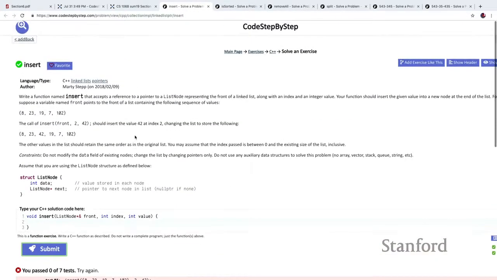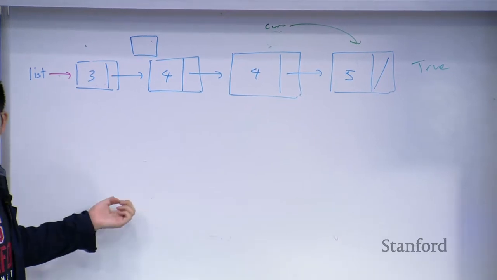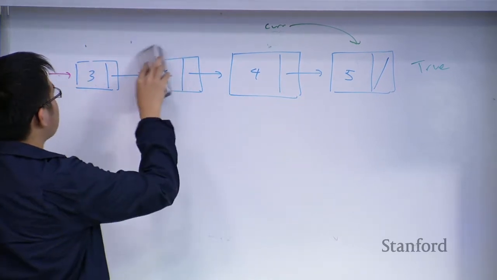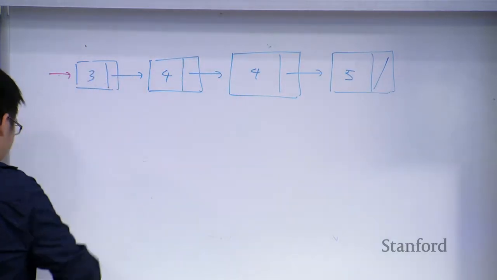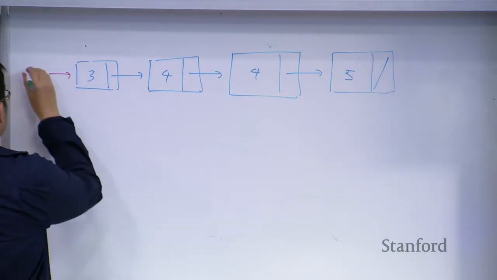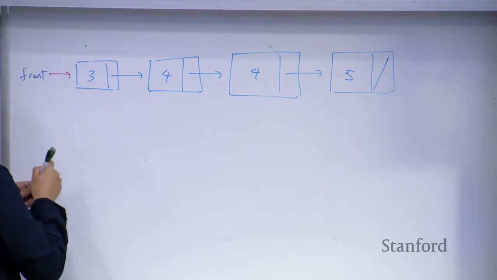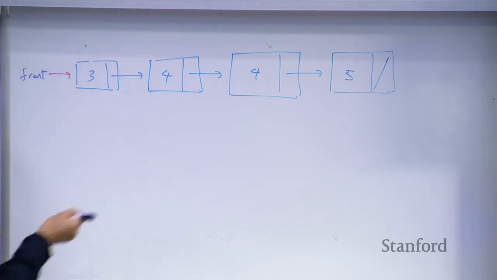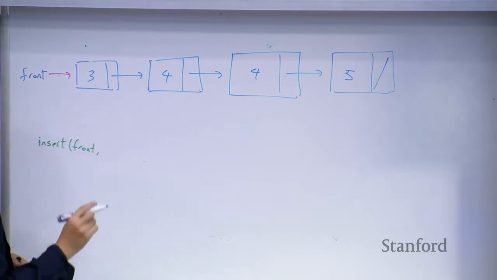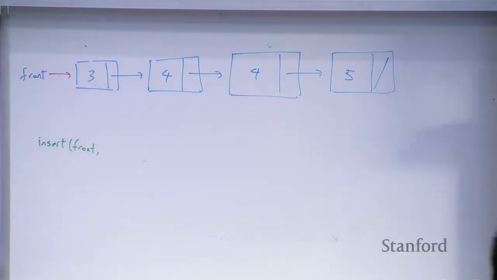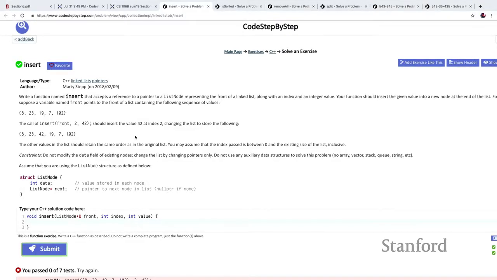Let's do insert. Insert is a very common thing that you'll have to do for linked lists, and that's given a list, add a new element in there. Let's write it out. Suppose you were given this list. Let me rename this as front. What's going to happen is you're going to be given the pointer to the front. You'll also be given an index. Let me check my header. Index and value.